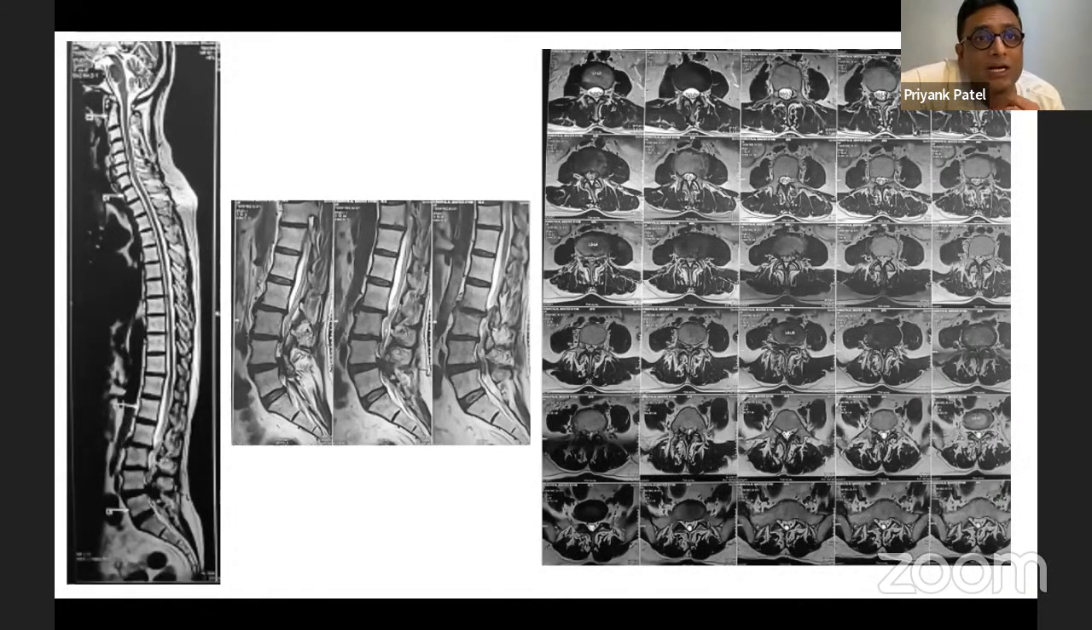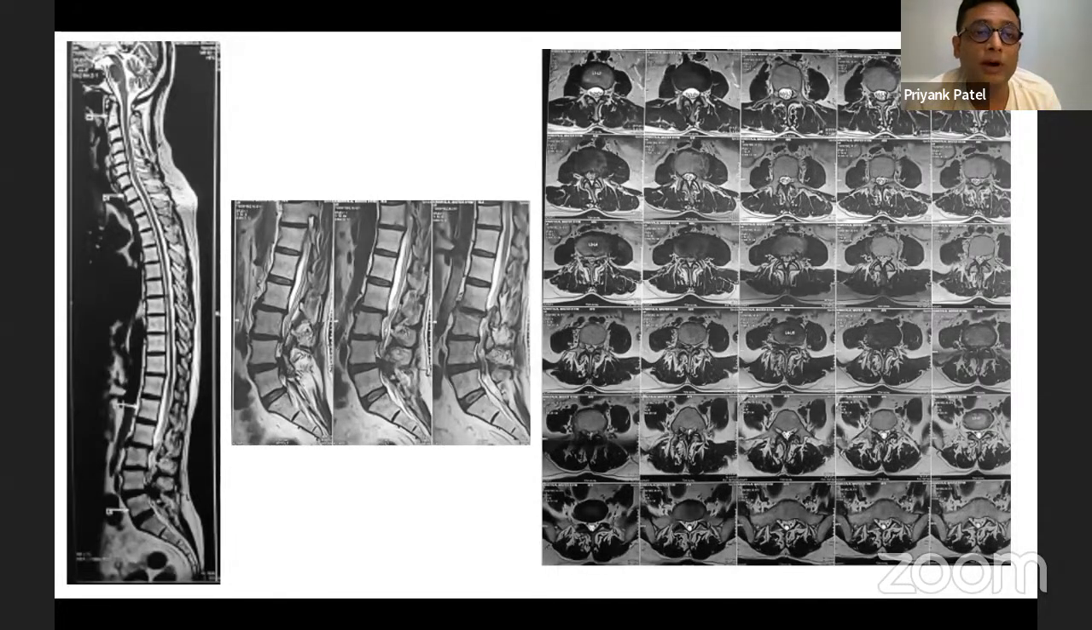Dr. Harshal mentioned a very important point, that you are seeing kissing facets over here. So when there are kissing facets and you're doing decompression, there is a chance that you're going to knock out the facet joint, and that could create potential instability. So in a lot of places you hear that intraop you take the decision that you want to fuse that area, but I will strongly recommend against it.